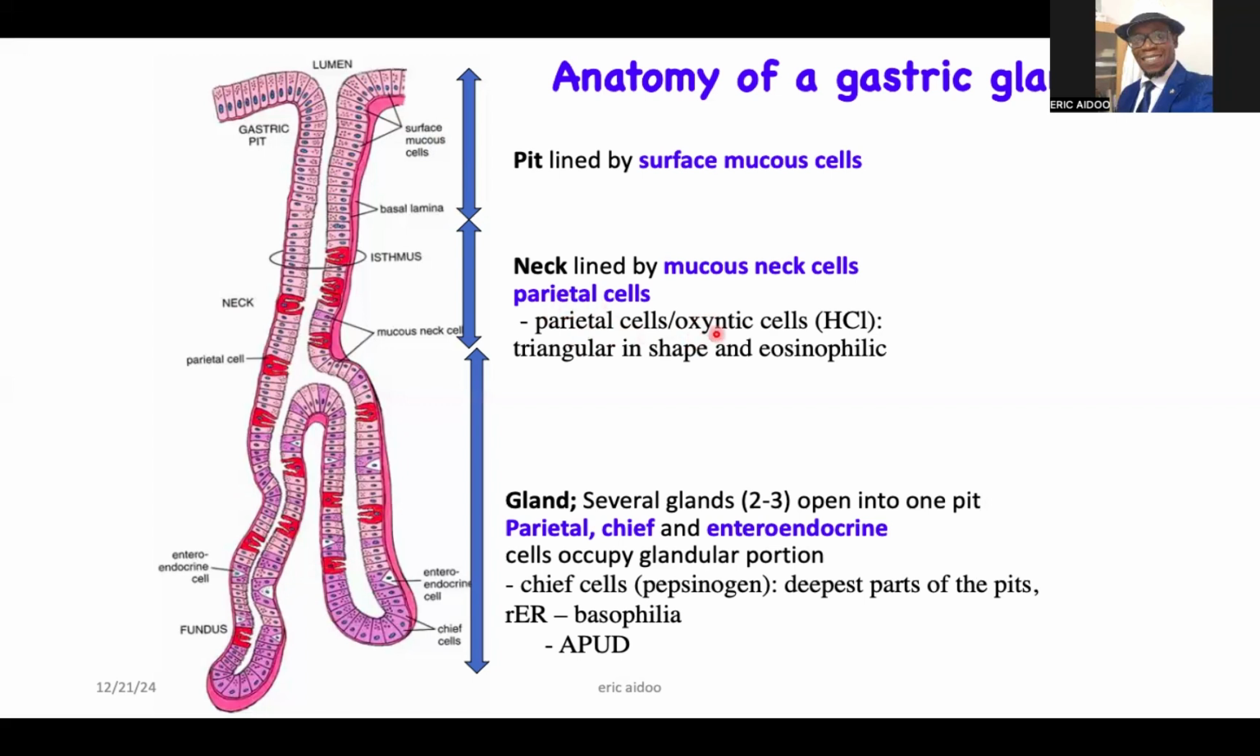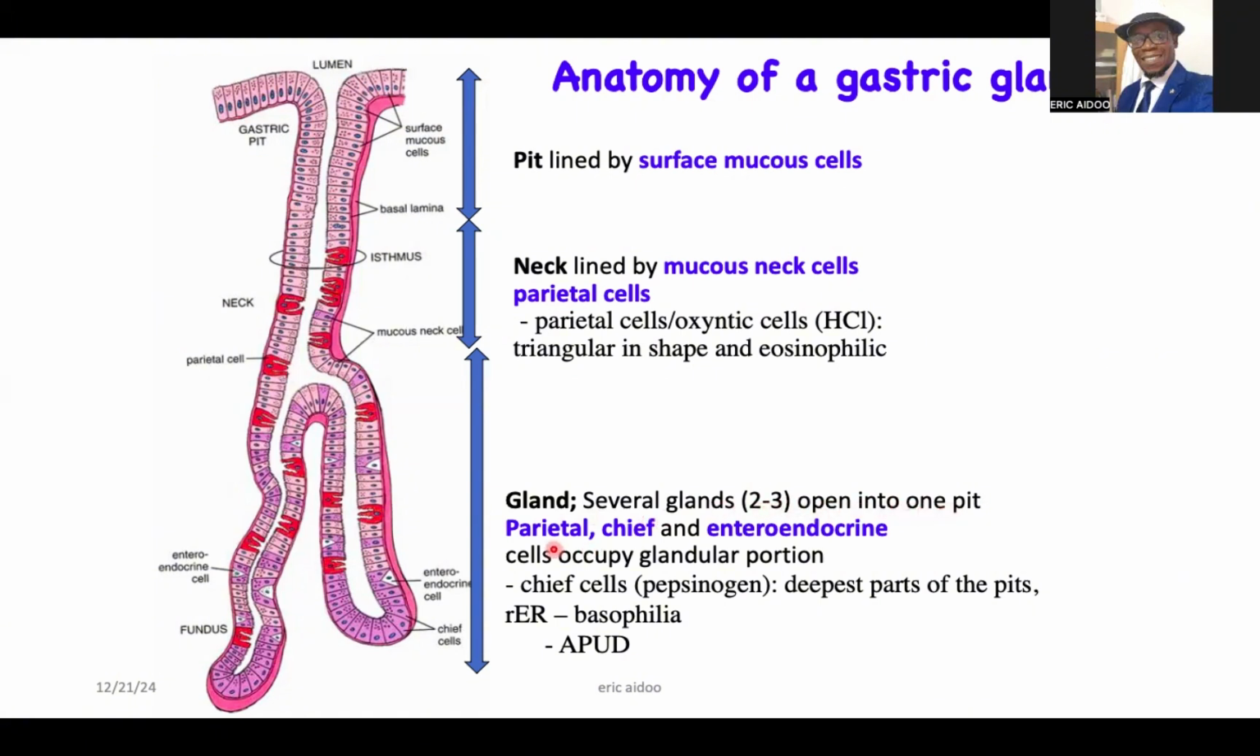Parietal cells are also called oxyntic cells, and they secrete HCl. Okay, it looks triangular in shape with the pointed apex directed towards the lumen, and then the base of the pyramid is close to the basal lamina or the basement membrane. It's very, very characteristic because it looks eosinophilic. Okay, as you can see, very pinkish. Those are parietal cells. And when we look at the glandular portion, you have several glands, 2 to 3, open into one pit.